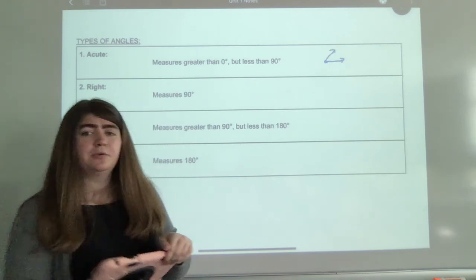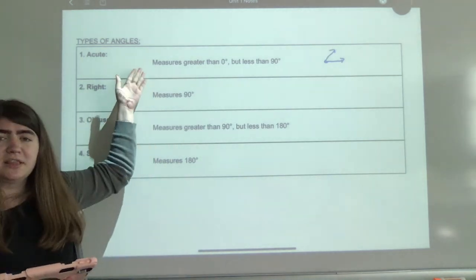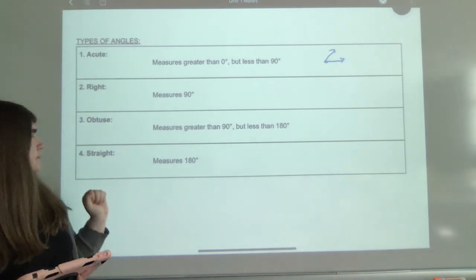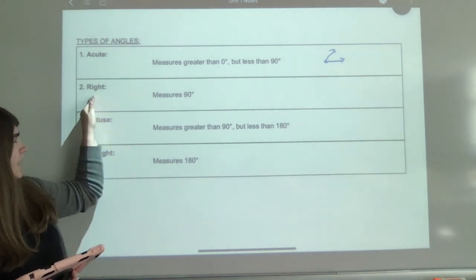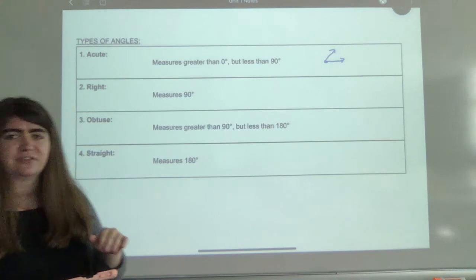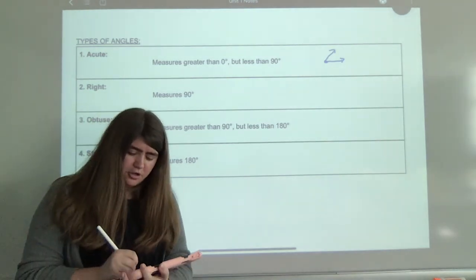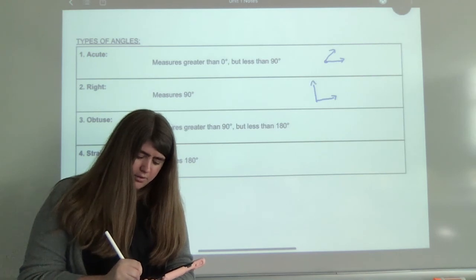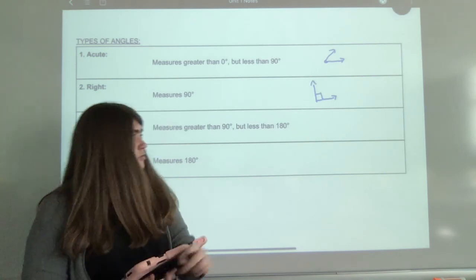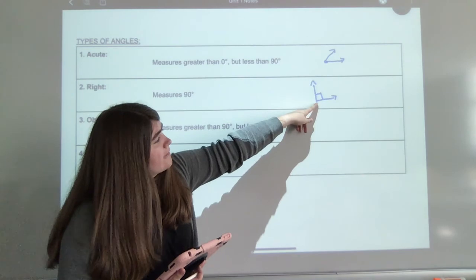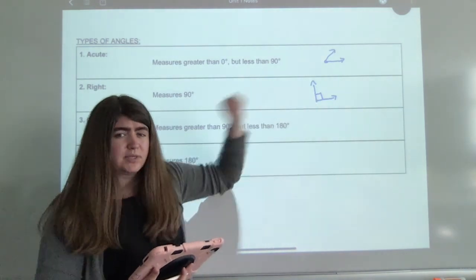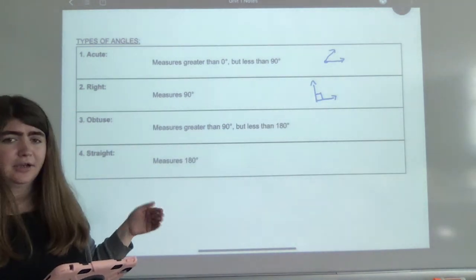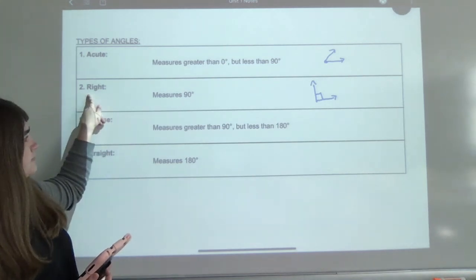I often hear people say to remember what acute means, that it's a cute little angle. All right, a right angle measures 90 degrees. So that is our L-shaped angle. When you are drawing an example of a right angle, you need to make sure that you get that square in the corner of the L. That square is what tells us that that is a 90-degree angle and that it is a right angle.